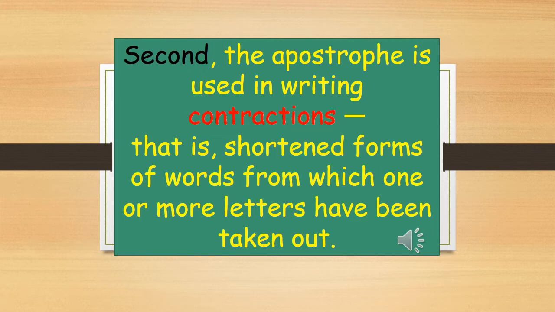The second reason we will use an apostrophe in writing is for contractions. So what is a contraction? That is a shortened form of words from which one or more letters have been taken out. Sometimes we want to make a word shorter. We can use an apostrophe to show that something is missing. Let's show you what it looks like.